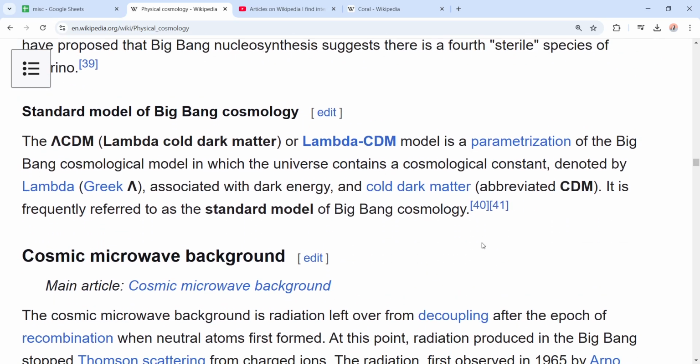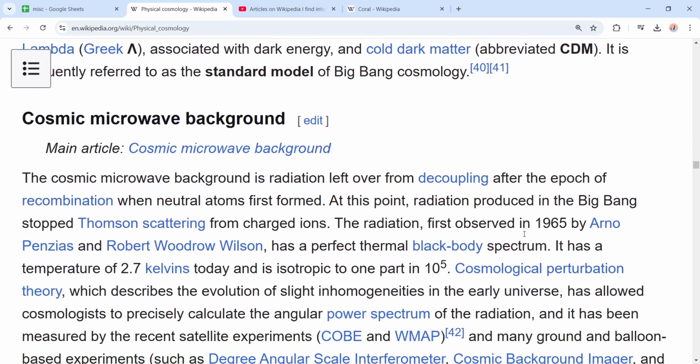Standard model of Big Bang cosmology. The lambda-CDM, lambda cold dark matter, model is a parametrization of the Big Bang cosmological model in which the universe contains a cosmological constant, denoted by the Greek letter lambda, associated with dark energy, and cold dark matter, abbreviated CDM. It is frequently referred to as the standard model of Big Bang cosmology.